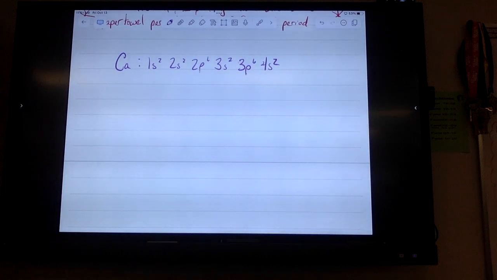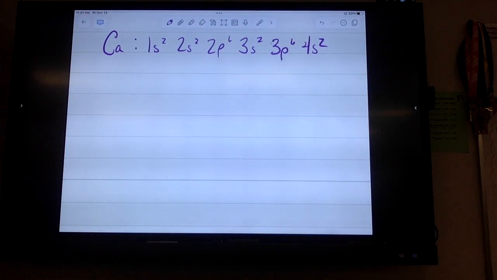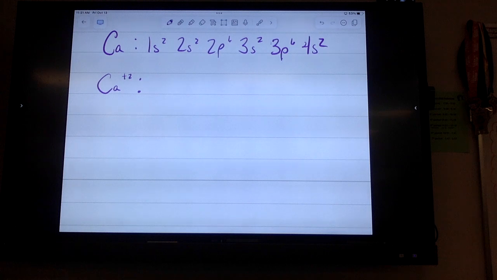So, calcium ion is going to look a little different. Why? Well, what has happened when it formed a plus 2 charge? How did it get to a plus 2? It lost 2 electrons. Good. So calcium will no longer have 20 electrons. It's only going to have 18. So what are you going to do to give me calcium's ion? You're going to back up 2 spaces. That's all you're going to do.